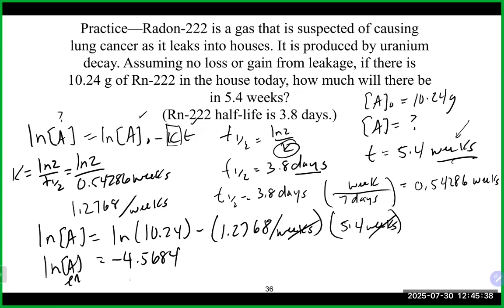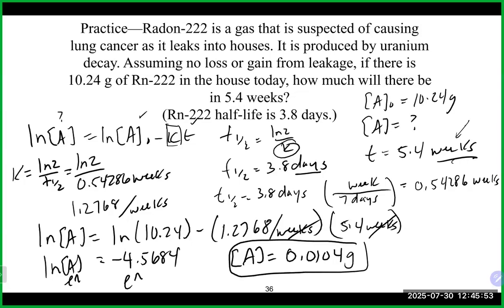Once again, I'm going to E both sides there. And we'll end up with a final concentration of 0.0104. The units here would be grams, just like our original as well. Any questions on that one there? Again, depending on rounding too, you might get a slightly different number, especially when you do the inverse of natural log.